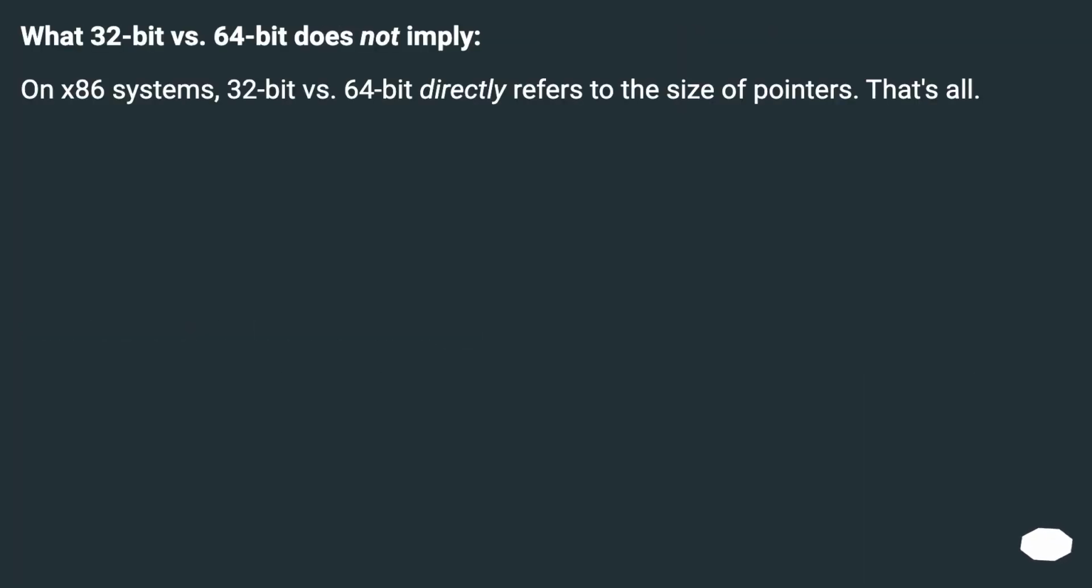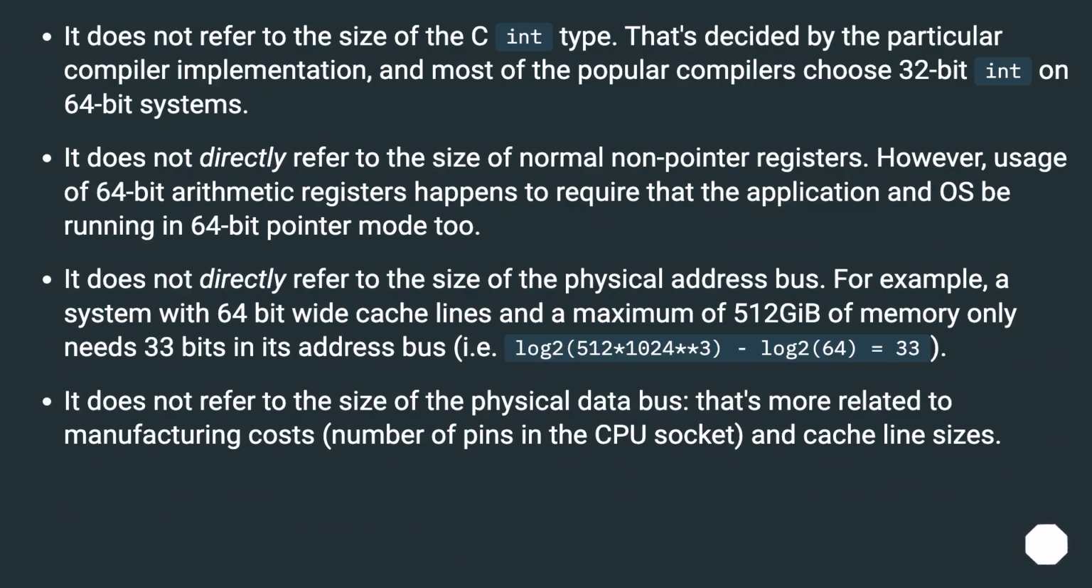What does 32-bit versus 64-bit not imply? On x86 systems, 32-bit versus 64-bit directly refers to the size of pointers. That's all. It does not refer to the size of the C int type. That's decided by the particular compiler implementation, and most of the popular compilers choose 32-bit int on 64-bit systems.